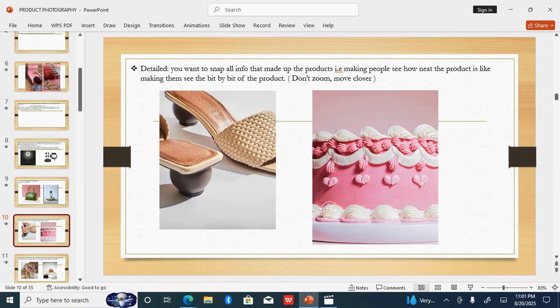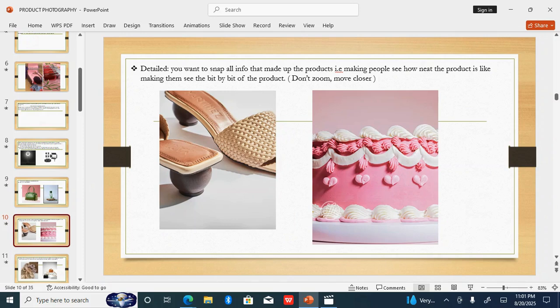You want to show us bit by bit of the product. You want to show us what that product comprises of. You want to show us how neat the product is. Like you want people to see that, okay, this is what this product is made of. Now, take this shoe for instance.